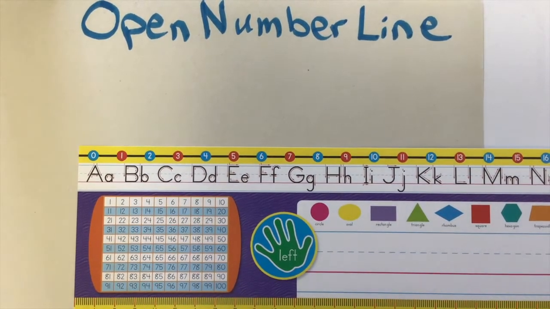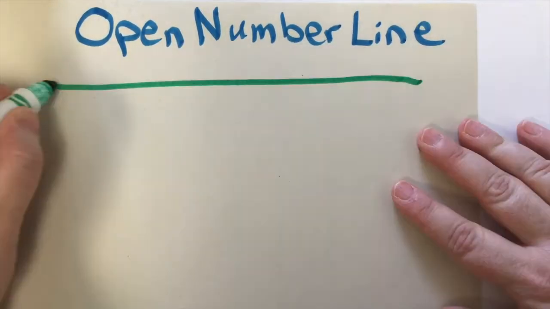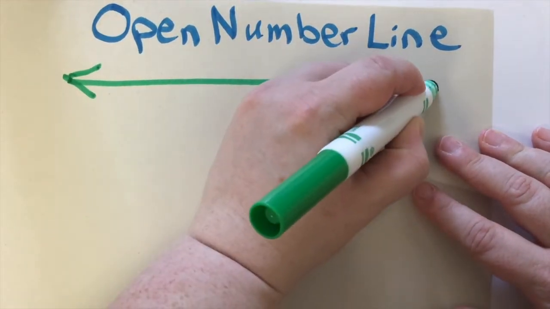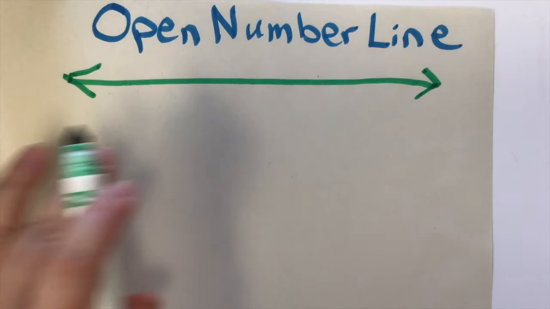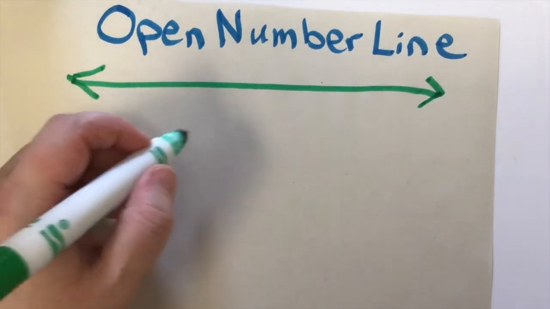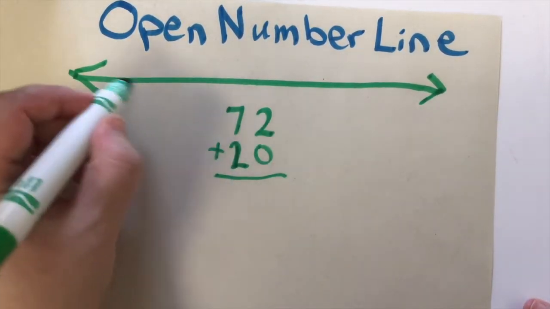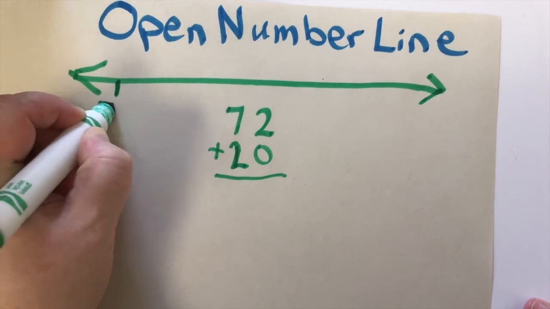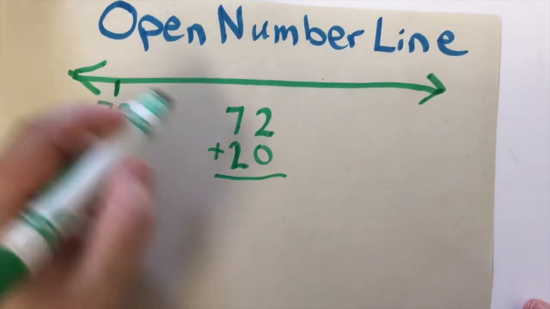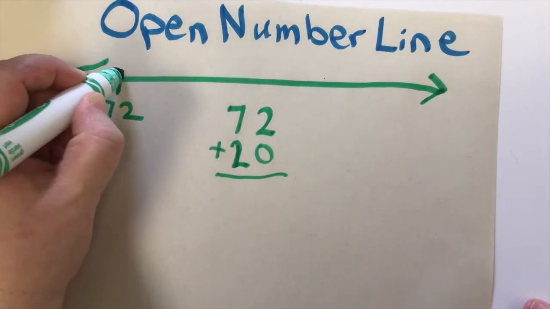So we do what's called an open number line. So an open number line looks like this. It's a line, and we put arrows here to show that it goes on forever and ever and ever. There's no numbers here yet. Here is our problem that we're going to use. We start with our larger number, and we put it over on the left side. We call this 72. Now we're going to make 2 large jumps. Why? Because there are 2 tens here. We have nothing in the ones place. We'll get to that in a minute.